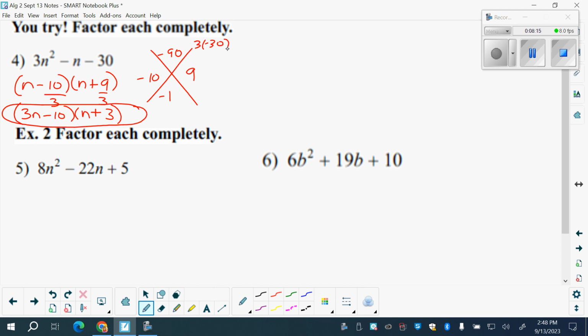Okay, so I'm going to show you what you have to do in this case. You're going to still start it out the same way. 8 times 5, 40. F has to add to -22. What 2 numbers would work there? Yep. So we have n minus 20, n minus 2. What is it that we need to divide by? 8.